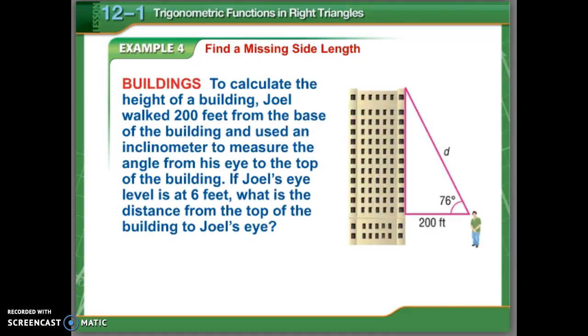All right, example 4. And again, we're going to be finding a missing side length. This is kind of like a real-world problem. It says to calculate the height of a building, Joel walked 200 feet from the base of the building and used an inclinometer, I don't know how to say that word, to measure the angle from his eye to the top of the building. If Joel's eye level is at 6 feet, what is the distance from the top of the building to Joel's eye? So we want to find from the top of the building straight down to Joel's eye, that distance. Hopefully you can see on this triangle that distance side would be the hypotenuse of the triangle, since the right angle would be sitting down in here.